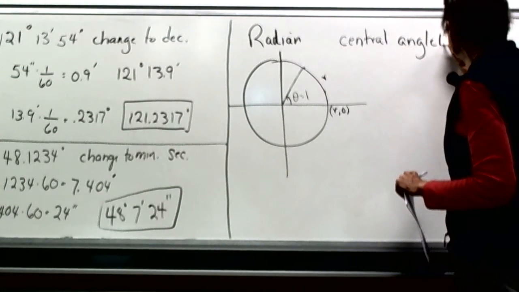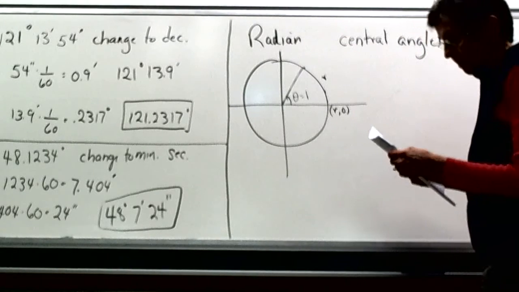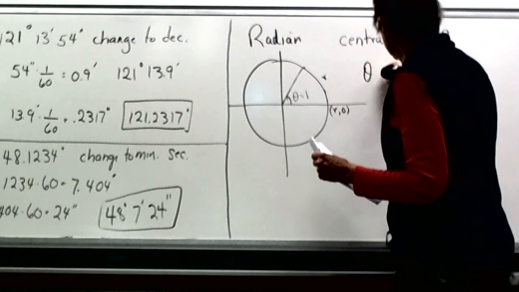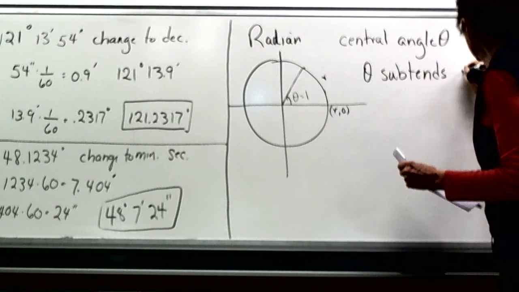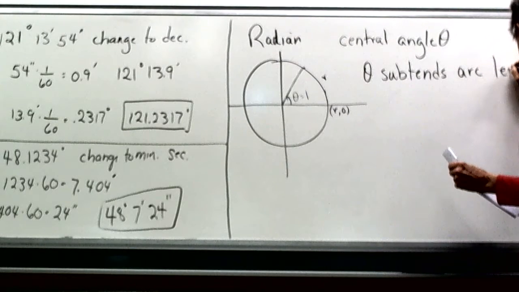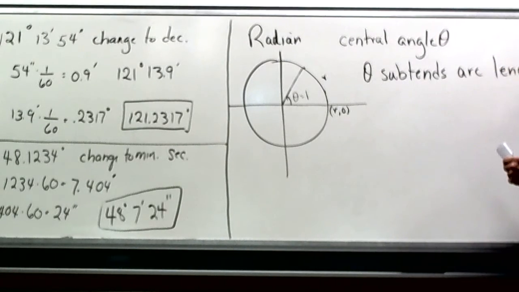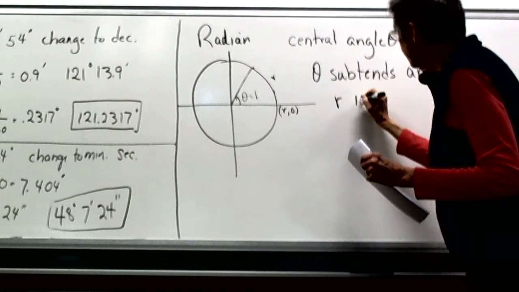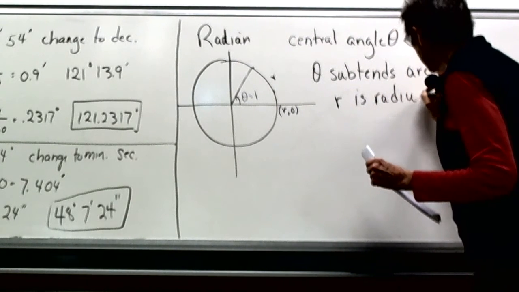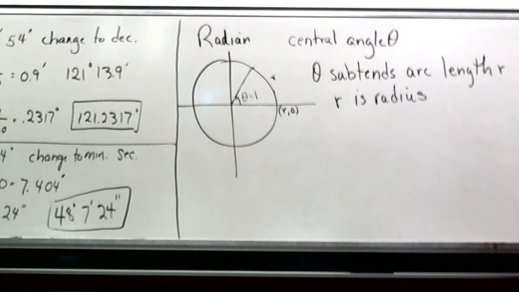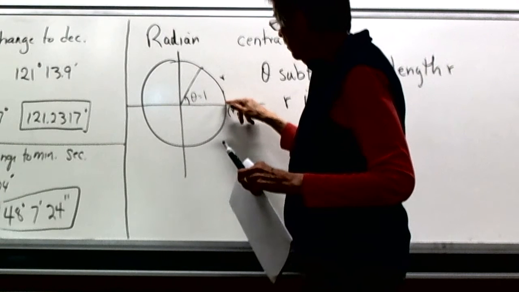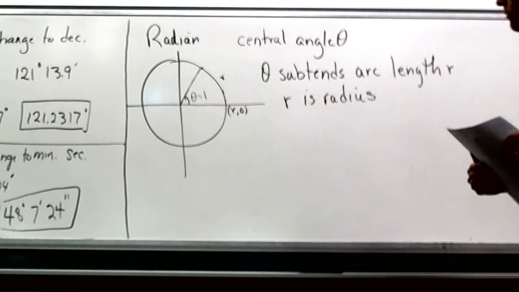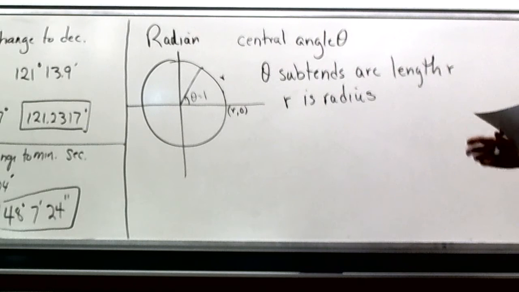Theta. And theta subtends an arc of length r, where r is the radius of the circle. So you can see that this angle is much larger than, say, 1/360th of a rotation. In fact, it looks like it might be close to 60 degrees.